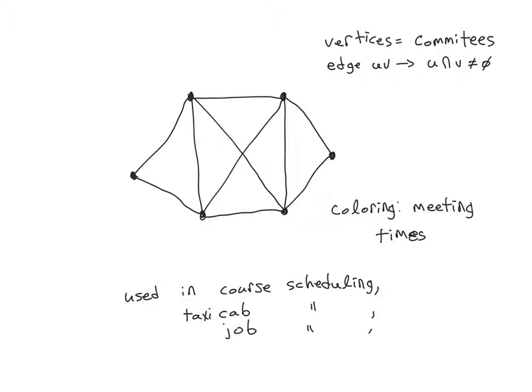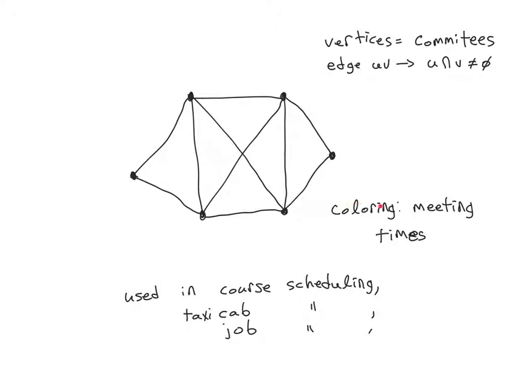For instance, suppose we've got the following graph. These vertices represent different committees that have to meet, and edges represent committees that have a member in common. And so, of course, if you're in two different committees, those two committees can't meet at the exact same time because you can't split your body in half. And so if you want to schedule meeting times, that would be a notion of a coloring.